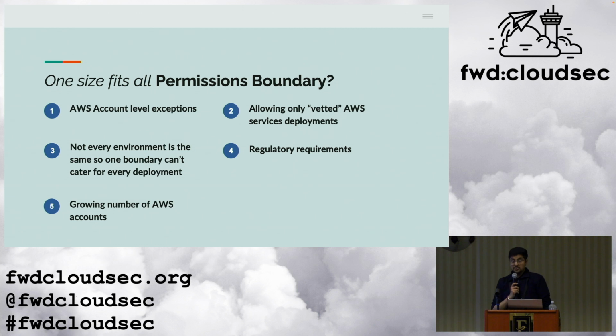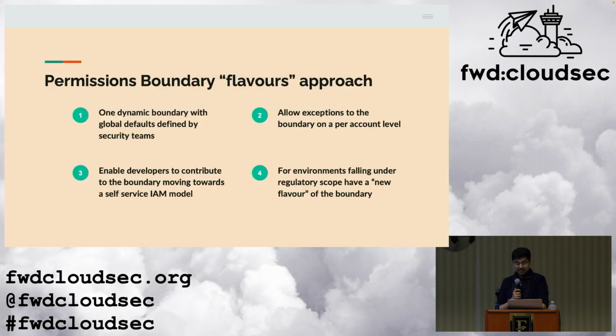Okay, so is it possible to build a one-size-fits-all permission boundary, which can tackle account-level exceptions, allowing only vetted services for service deployments, considering not every environment is the same? So how can one boundary suffice the need for security teams? Then you have regulatory requirements to add to it. And towards the end, you also have a growing number of AWS accounts. So is it possible or not? But yeah, we'll come to that later during the talk.